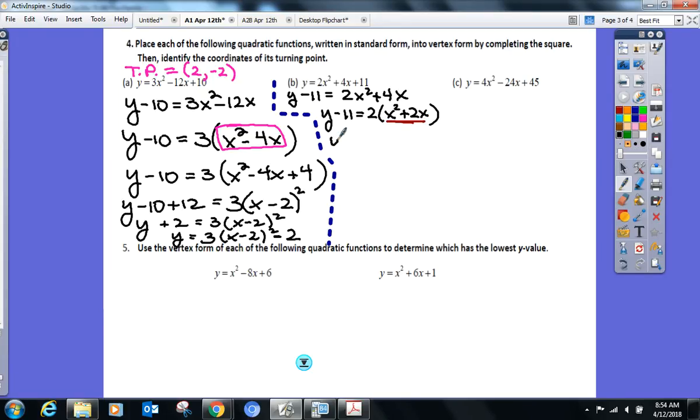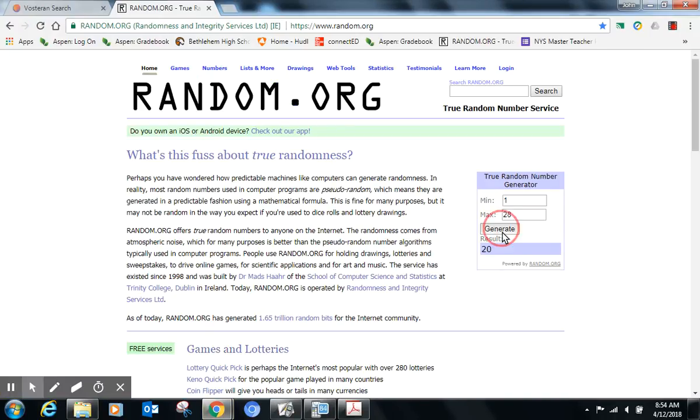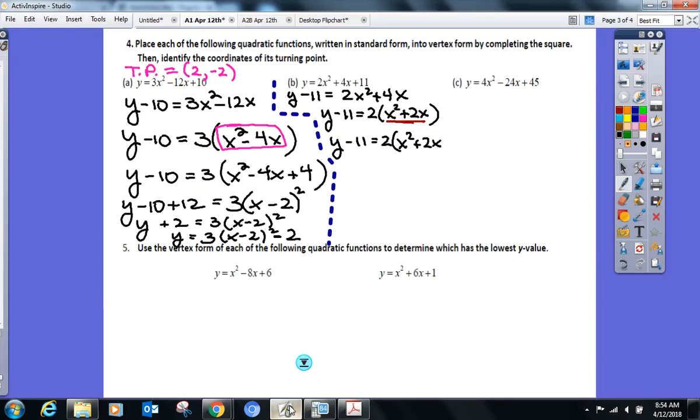I think it's time to hear from some of you. What c value will complete the square of this trinomial? Half of 2 is 1. Square it, you get 1 back, right? We're all good? All right, just checking.